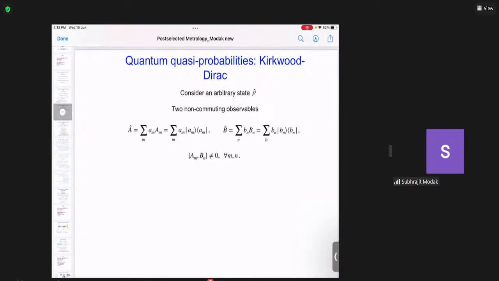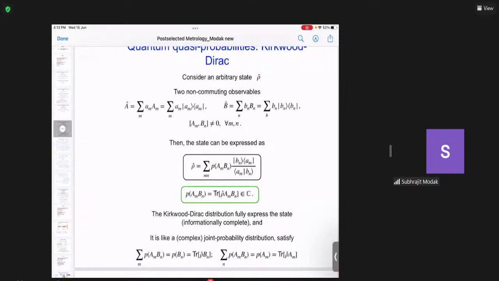So what would be useful from this assumption? If you have this kind of measurement setup, any state can be expressed as a distribution, which is defined as P as a function of A_m, B_n. You can see the first black box. Sorry, I don't have the marker to point it out. This is the Kirkwood-Dirac distribution. How does it look? In the second box, marked in green, P(A_m, B_n) looks like the trace of rho times A_m and B_n. If you decompose the trace element, you can see it can take complex values.